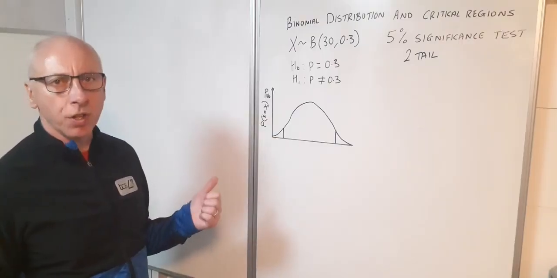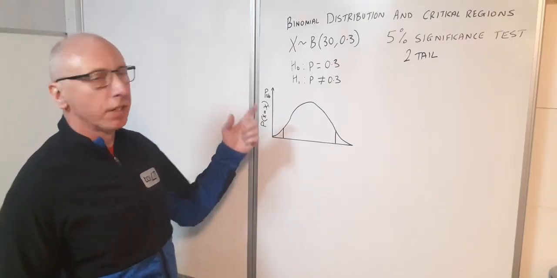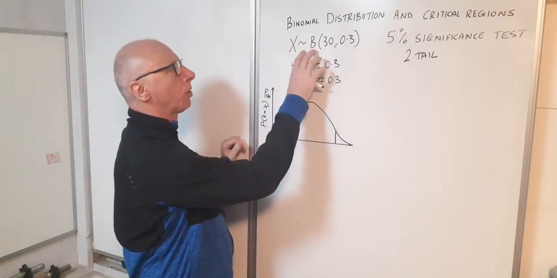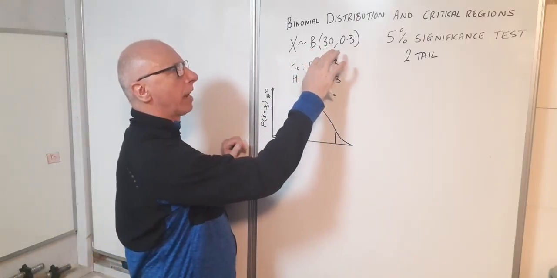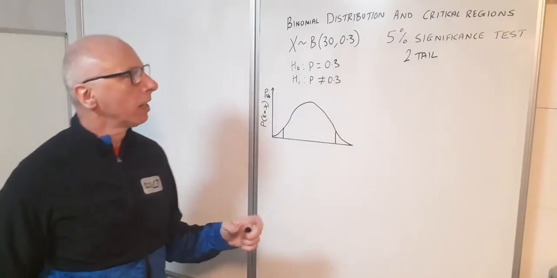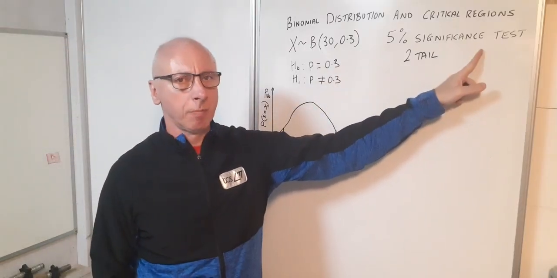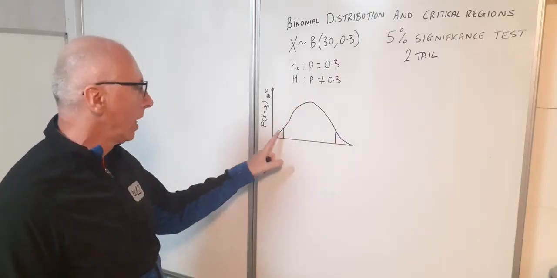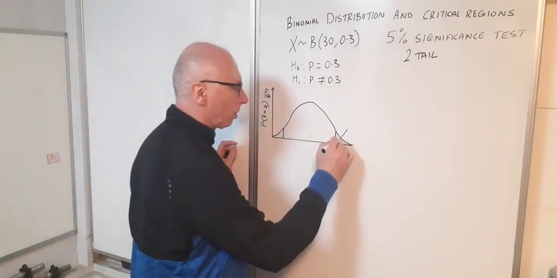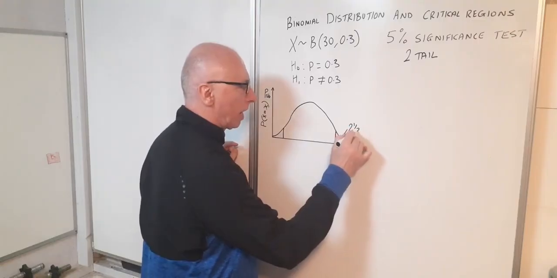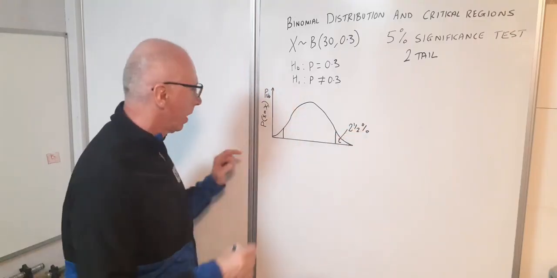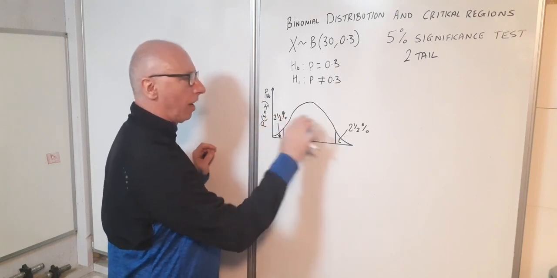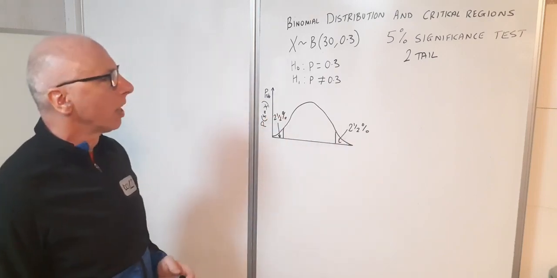Now we're going to do 30 tests, and the distribution for the binomial in that situation will be X is distributed binomially, 30 tests with a probability of 0.3, and the test is to 5% significance level. So that means we want 2.5% or less in each of these critical regions. So 2.5% or less. So that's in either tail. So that will give us our 5% in total.